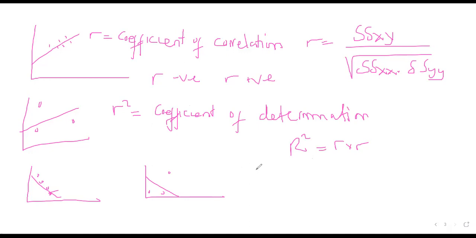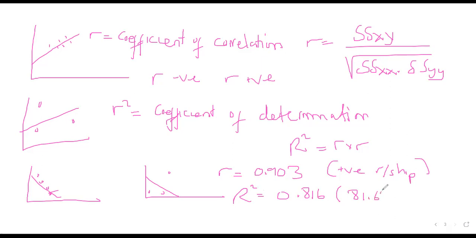So if we have 0.903 as our r, what does this mean? How do we interpret this? It means we have a positive relationship. And if we square that answer and we get r squared, maybe we get 0.816. What does that mean? It means 81.6% of y is affected by x. 81.6% of y is because of x.